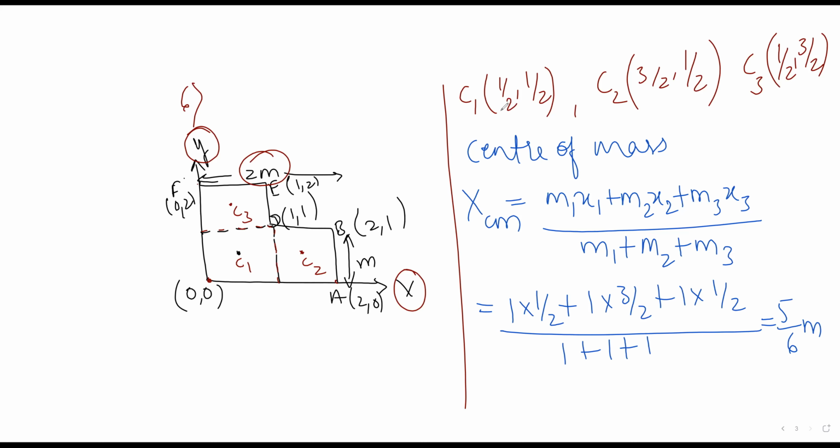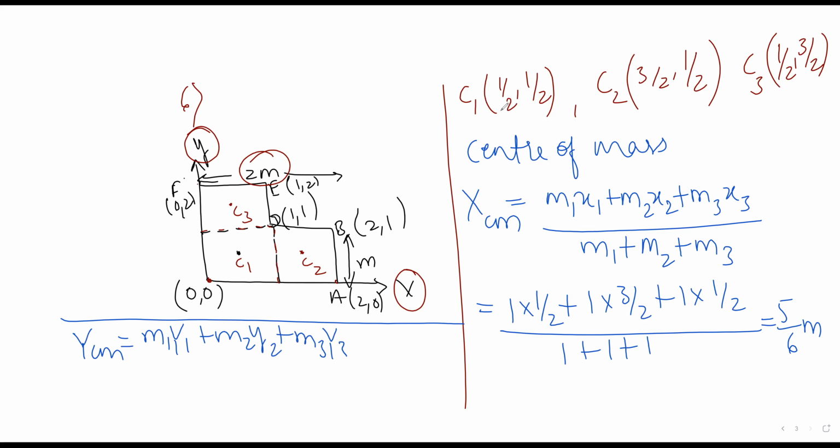Same thing we are going to calculate for the center of mass on the y-axis. So YCM is equal to, the formula we are using, m1 y1 plus m2 y2 plus m3 y3 divided by the total mass, m1 plus m2 plus m3.